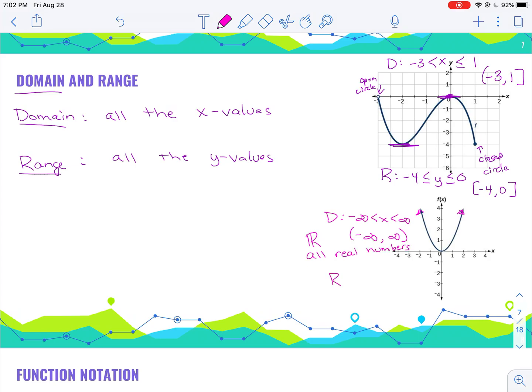The range for this parabola, well, the lowest value that this parabola will take on is 0. And then notice, again, the tails keep going up forever and ever. So the highest value that this parabola will take on is infinity. So my range goes from 0 to infinity, or you can say y is greater than or equal to 0 if you wanted to use inequality notation.